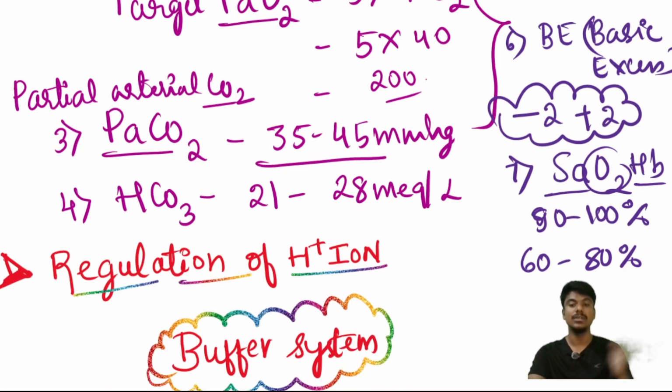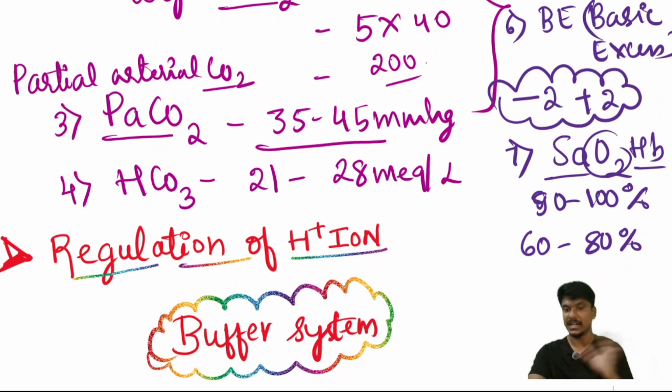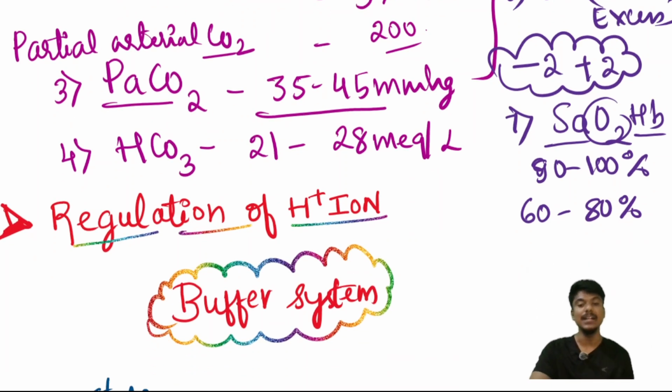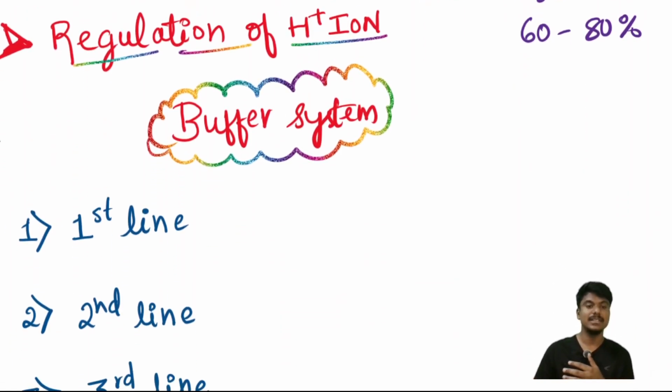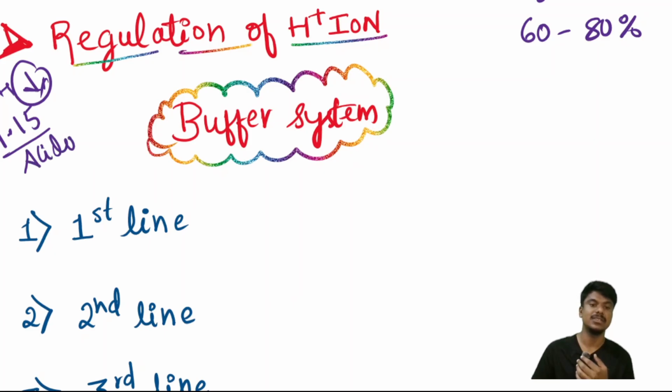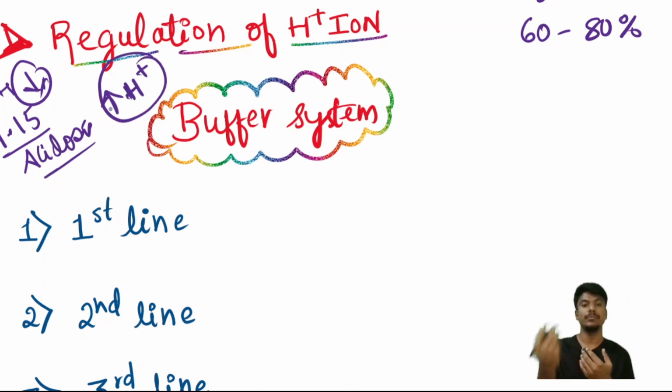Now we will see regulation, how the hydrogen ion is getting regulated. That is by the buffer system. If you take the ABG of the patient, you will see in the ABG report that the pH is 7.15. The pH has come down, which means there is acidosis. If there is acidosis, there is more H plus ion. So how is our body going to regulate that H plus ion? We'll see that.